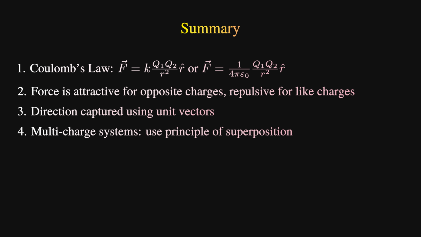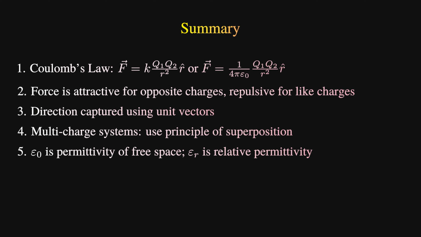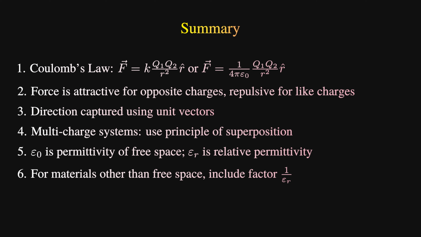In multi-charge systems, we calculate the force on each charge due to every other charge, and sum the force vectors to get the total force. Epsilon naught is the permittivity of free space, while epsilon r is the relative permittivity of materials. We can consider charges in a medium other than free space by adding a prefactor 1 over epsilon r to our expression. With this considered, we now know how to calculate the force between two or more charges.